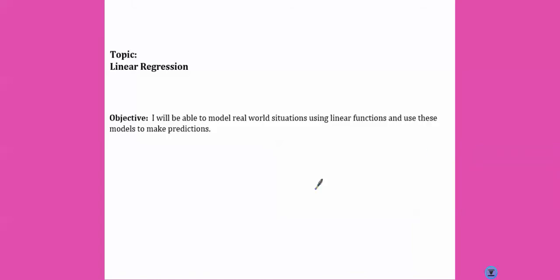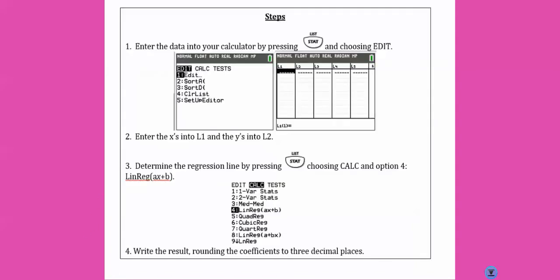Alright, today we're going to be learning about linear regression. Our objective is that we will be able to model real-world situations using linear functions and use these models to make predictions. So most of this work is going to be done on your calculator.